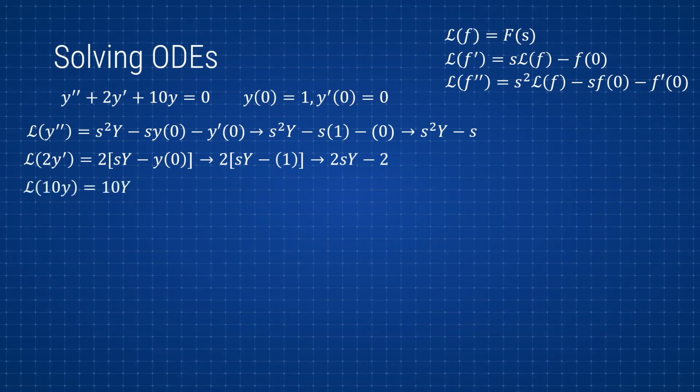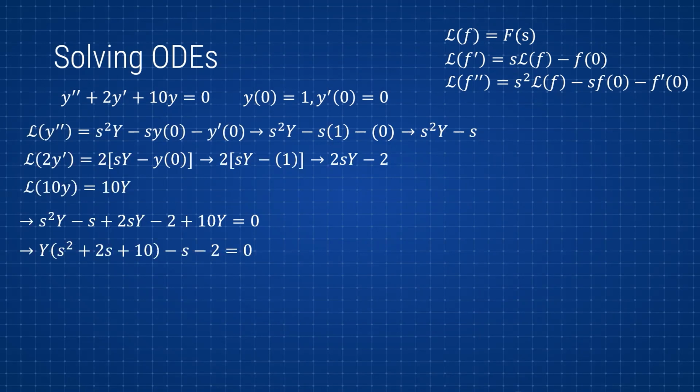We have here, once again, the Laplace of 10y is just 10 capital Y. And the Laplace of 0 is 0, so write it back to get into the equation form. We have s squared capital Y minus s plus 2sY minus 2 plus 10Y equals 0. Factor out a Y. We have capital Y times s squared plus 2s plus 10, minus s minus 2 equals 0.